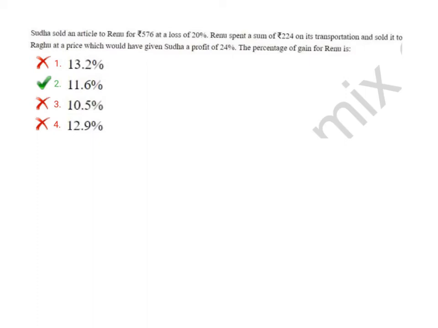Sudha sold an article to Renu for 576 at a loss of 20%. Renu spent a sum of 224 on the transportation and sold it to Raghu. So 20% loss means 80% is 576. 4/5 of x is 576 means this becomes 144. Therefore, it is 720. So actually 720, but he sold it for 20% loss, that is 576. This is Sudha and this is Renu.